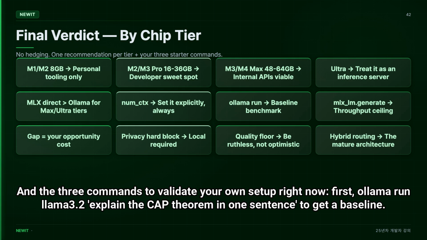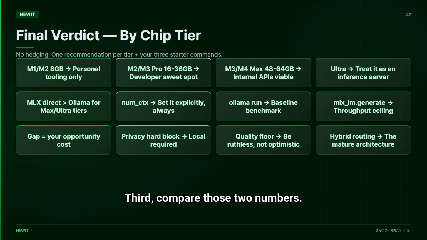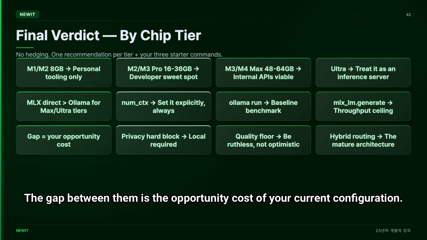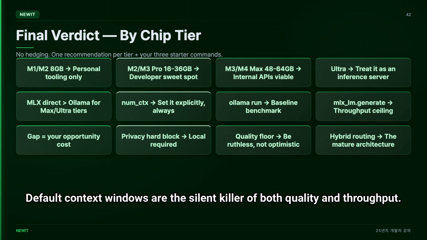And the 3 commands to validate your own setup right now. First, ollama run llama3.2, and ask it to explain the CAP theorem in 1 sentence to get a baseline. Second, time a simple Python MLX-native load and generate to measure raw MLX throughput. Compare those 2 numbers. The gap between them is the opportunity cost of your current configuration. The third and most important configuration choice: always set num_ctx explicitly. Default context windows are the silent killer of both quality and throughput.